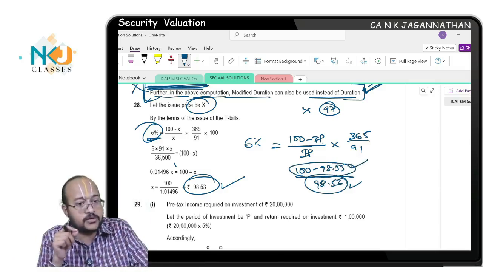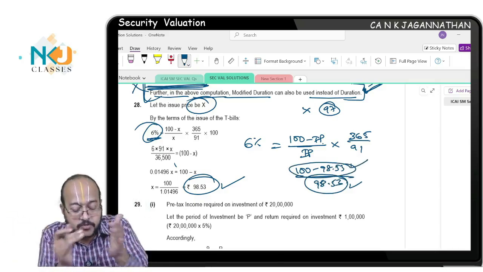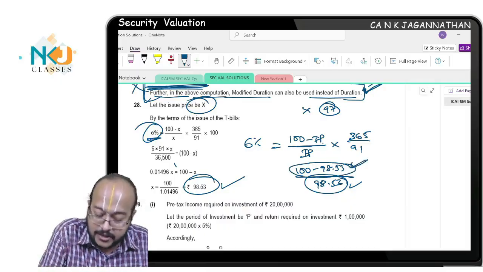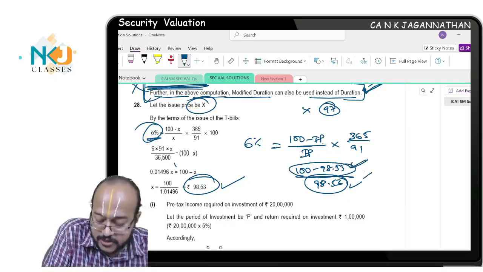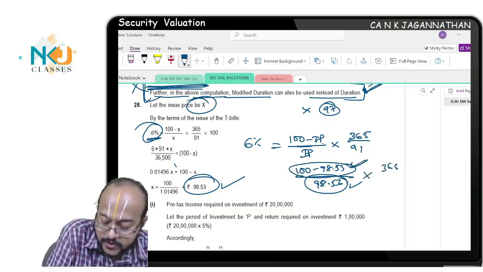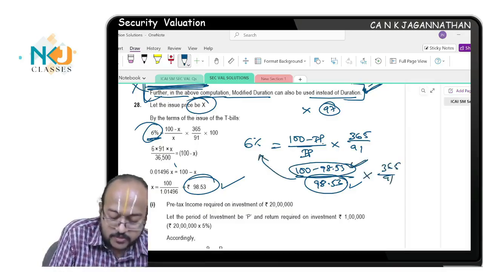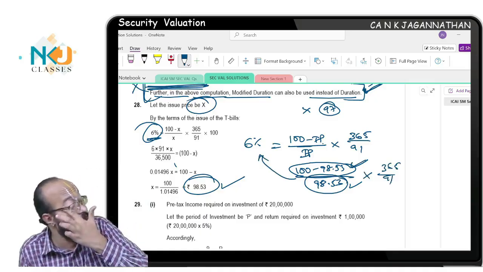Okay, it will be issued at discount, redeemed at par. The difference will become the numerator, or return, correct? But this will be returned for 91 days. You need annualized return, so you multiply by 365 by 91 and equate it to 6%. They have given 6% yield, annualized yield.